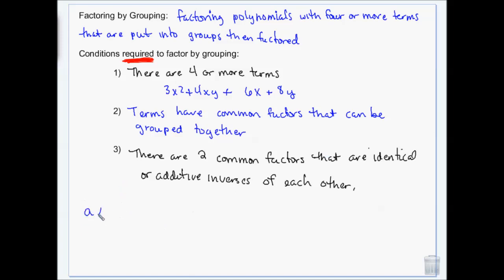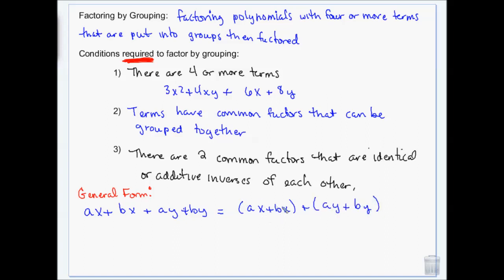The general form of grouping, oops, sorry, that should be bx: ax plus bx plus ay plus by. This is called the general form, and it's just to show you what I have in common. I have 2 groups, right? I can group ax and bx together, and I can group ay and by together because these have x's in common and these have y's in common.